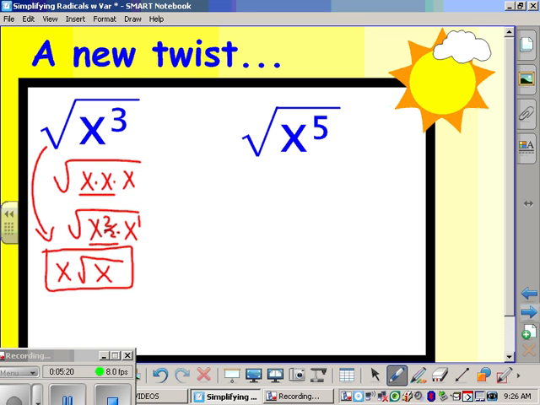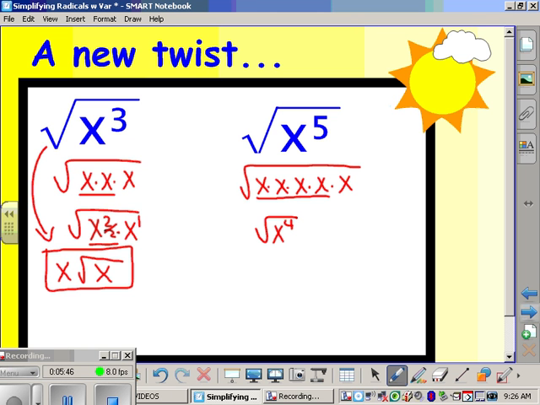Let's look at an additional example. The square root of x to the 5th is x times x times x times x times x. Now, it's a little bit different with variables. A shortcut is to simply underline as many x's as you can, but ensure that you have an even number for the exponent. So I would want to underline 4, because 4 is an even number.